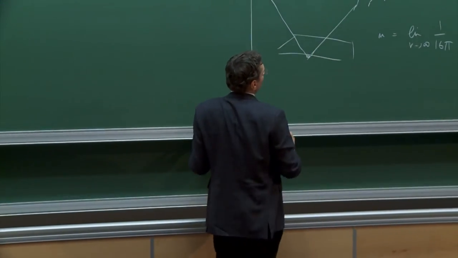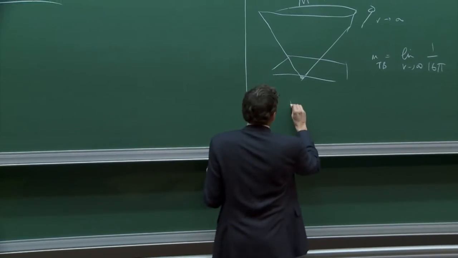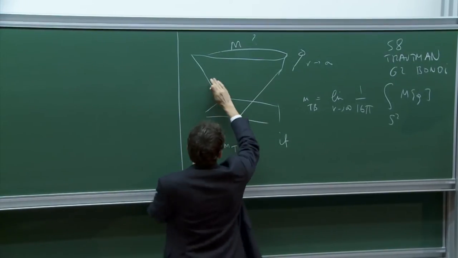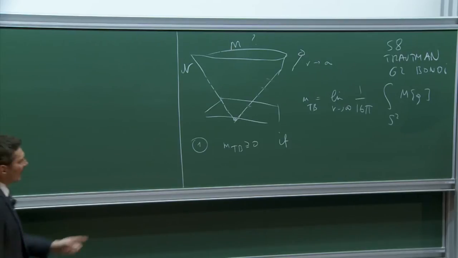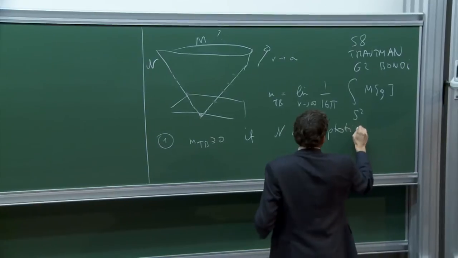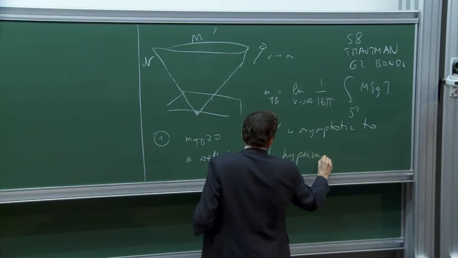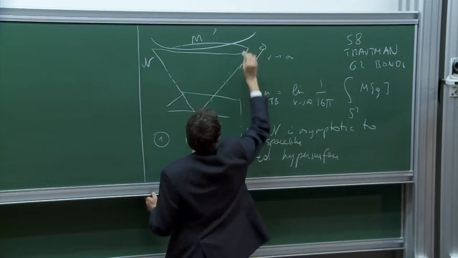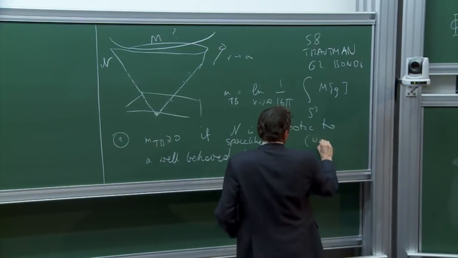So what is known about this Trautman-Bondi mass? First, it is already known that it is positive. So m is positive if the light cone, or this asymptotic region of the characteristic surface, is asymptotic to a well-behaved hypersurface. In other words, if you have a space-like hypersurface which has the same asymptotics, then this mass is positive. This can be proved by using a Witten-type proof.